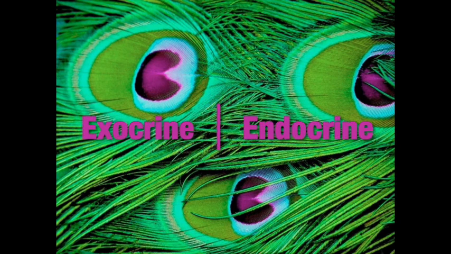Exocrine glands, like sweat glands, secrete their chemical substances into ducts that lead either to organs or outside of the body. Exo meaning out of, and crine meaning to secrete. Endocrine glands, which secrete hormones, do not have ducts. Endo means within and crine means secrete. These secretions flow directly into the bloodstream for transportation to organs and other structures throughout the body. We're going to talk more about that in Chapter 13.